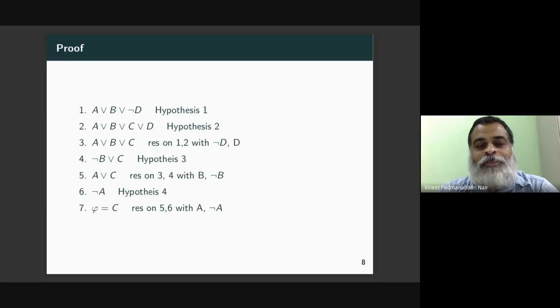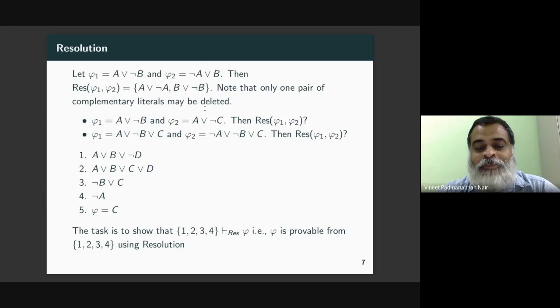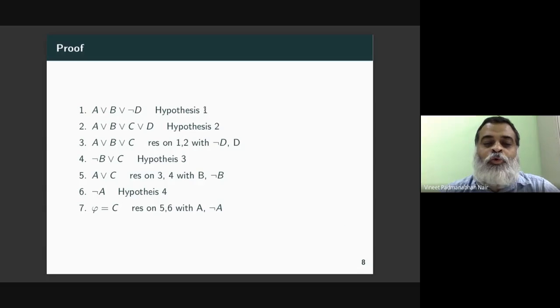And not B or C is already given. With that, again resolving, you get A or C. Then not A is also given in your question. So you get phi is equal to C. That is what I had asked in the previous one. The task is to show that you have to prove C from 1, 2, 3, 4.